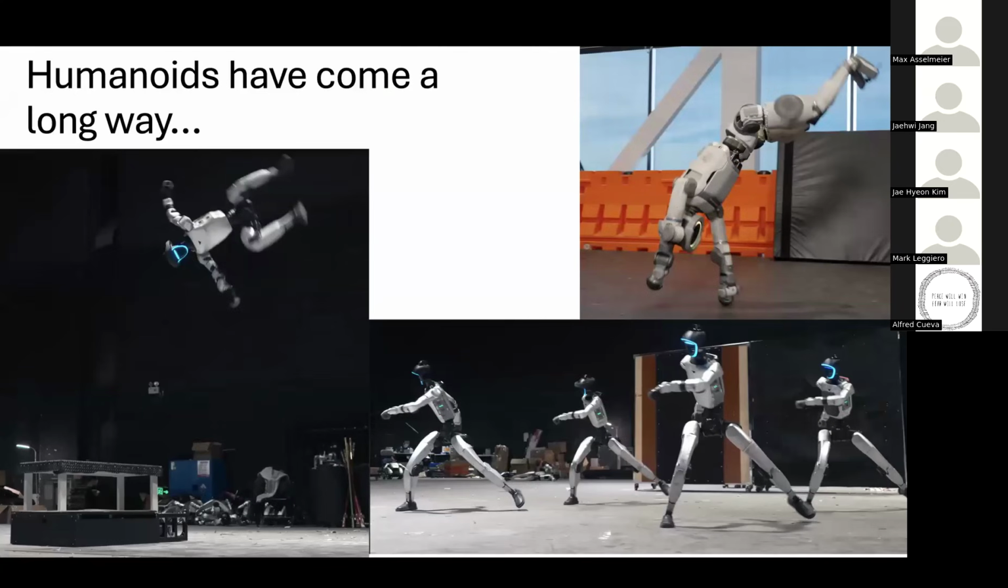So humanoids, though, have come a long way, because we're going to talk mostly about humanoids. These are just some screenshots from some YouTube videos. The bottom two are from Unitree's spring festival, I think it was, and they had robots doing flips, synchronized dance routines, kung fu, you name it. And the top right is the Boston Dynamics and RAI collaboration on their new electric Atlas.